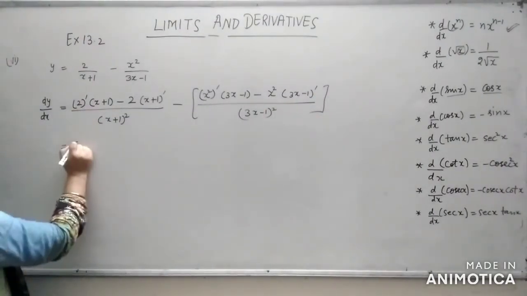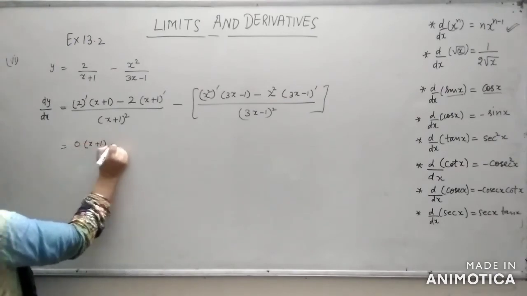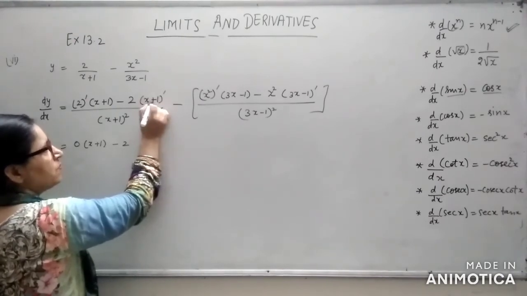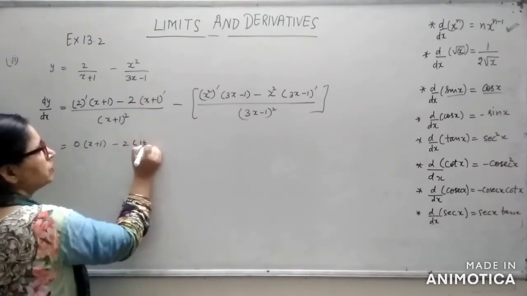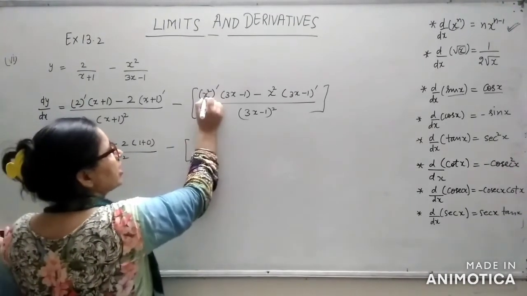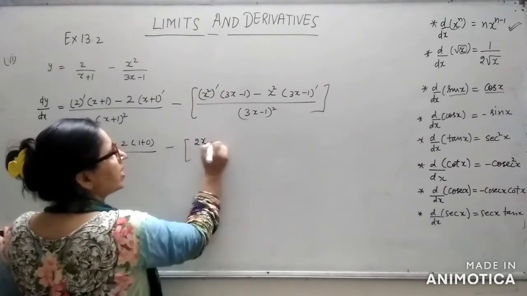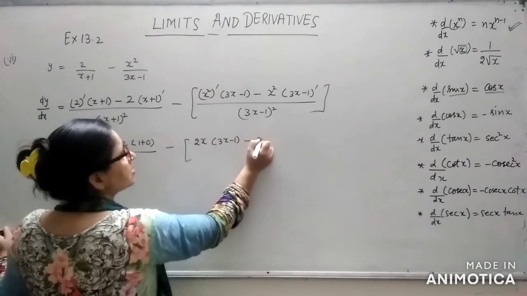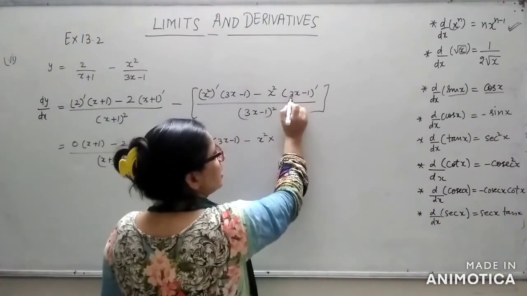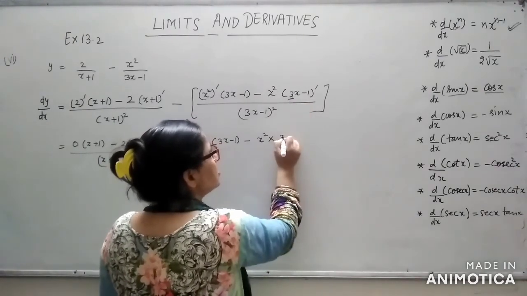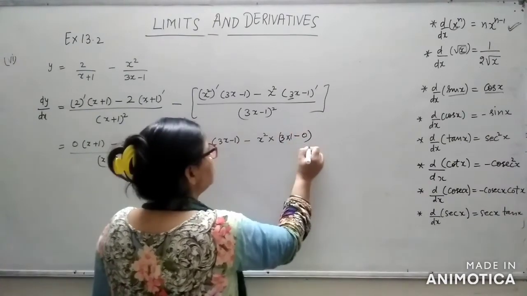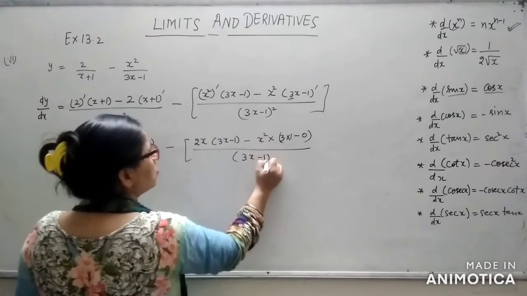2 is a constant, its derivative is 0. 0 into x plus 1, minus 2 into derivative of x plus 1, derivative of x is 1 and derivative of 1 is 0. So 1 plus 0 means 1, upon x plus 1 whole square. So now what is the derivative of x square? Power outside, reduce the power by one, 2x. 3x minus 1, it is minus x square into derivative of 3x. With x, this 3 is being multiplied, so 3 as it is, and derivative of x is 1. Minus 1's derivative is 0, upon 3x minus 1 whole square.